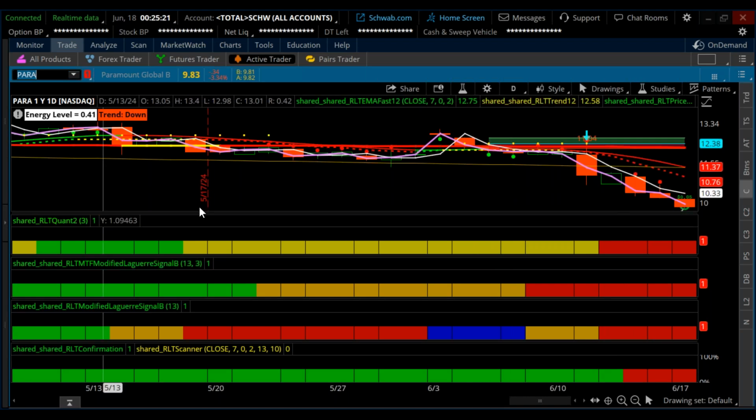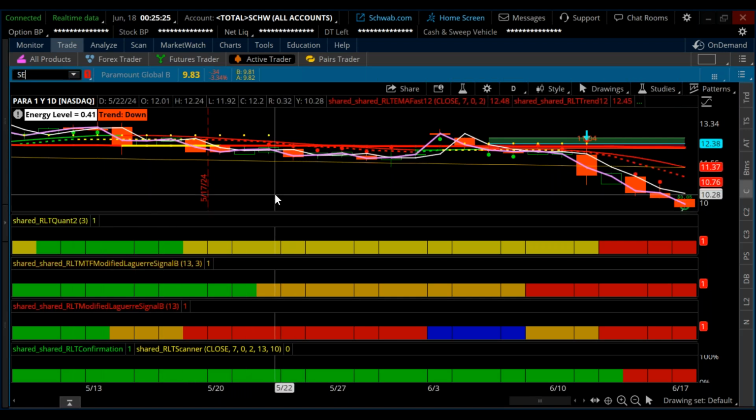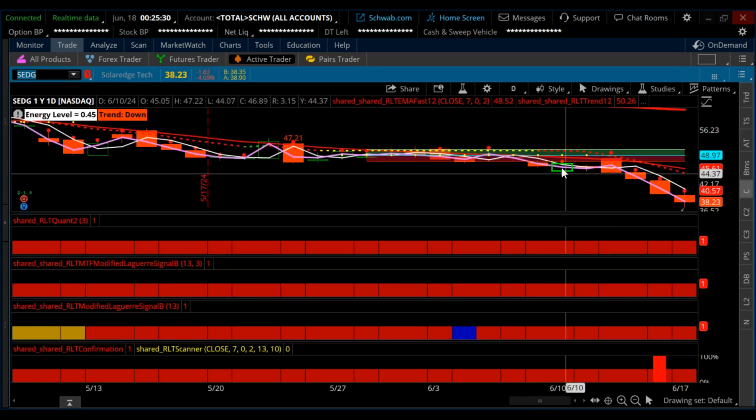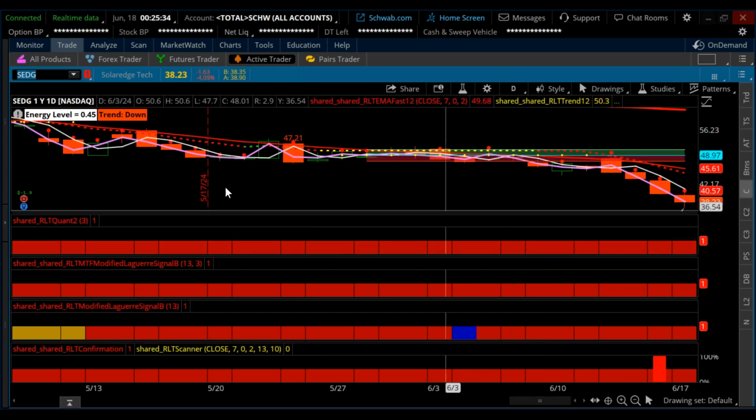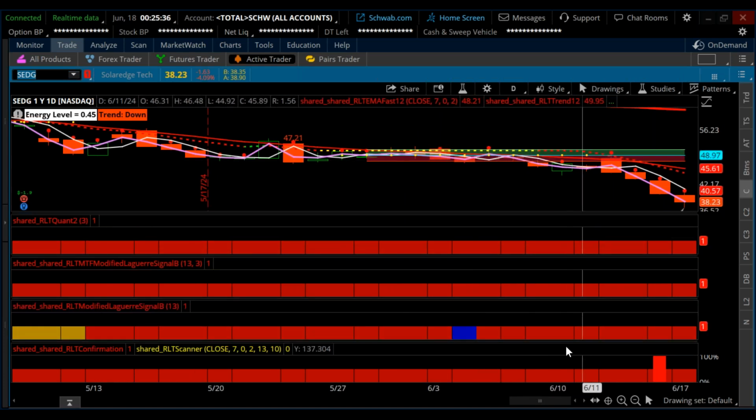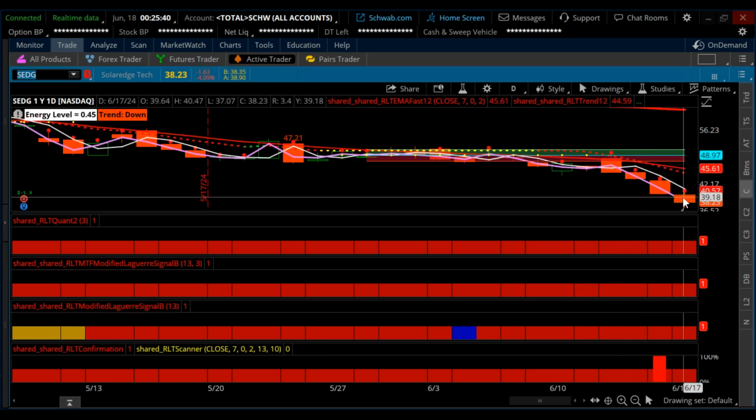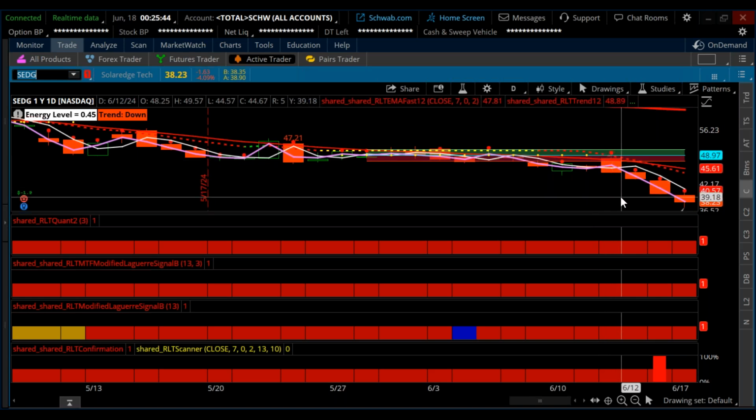I've got a couple other ones here I want to look at. SEDG. SEDG is short. Here you go. Looks the same as XOM. See the compression here? But the institutions have been selling this thing for a long time, and now they're selling it off. So this is moving down pretty hard. This is a solar stock, and this is SolarEdge moving down pretty weak today.